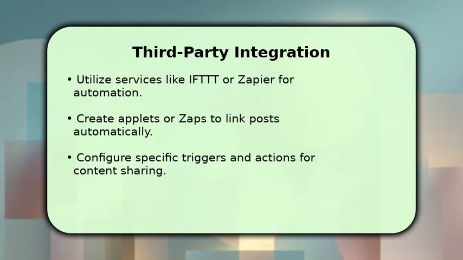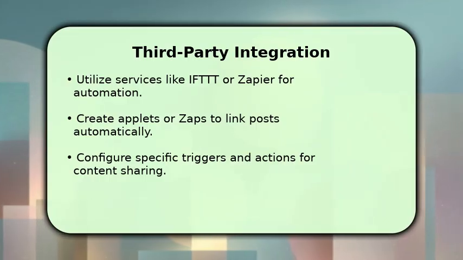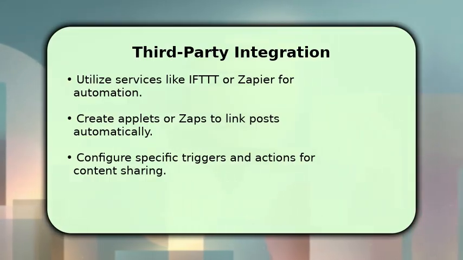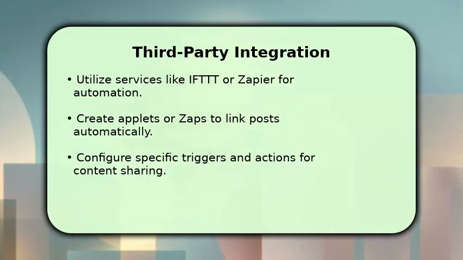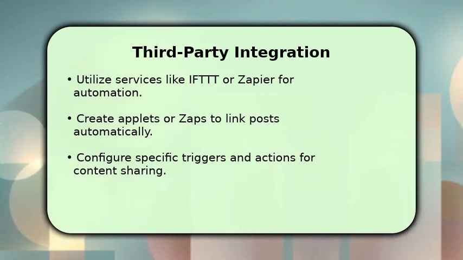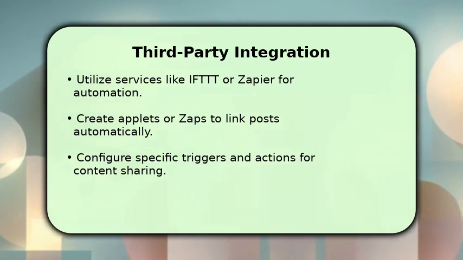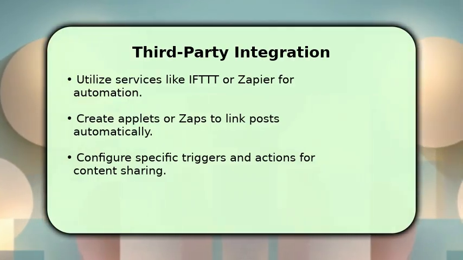Since direct connections are out, third-party automation tools become your best friends. Services like IFTTT, which stands for If This Then That, and Zapier are excellent choices. These platforms allow you to create custom rules, often called applets or zaps, that automatically share your Facebook posts to X. You can set up triggers, such as a new Facebook post, to initiate an action, like posting to X.